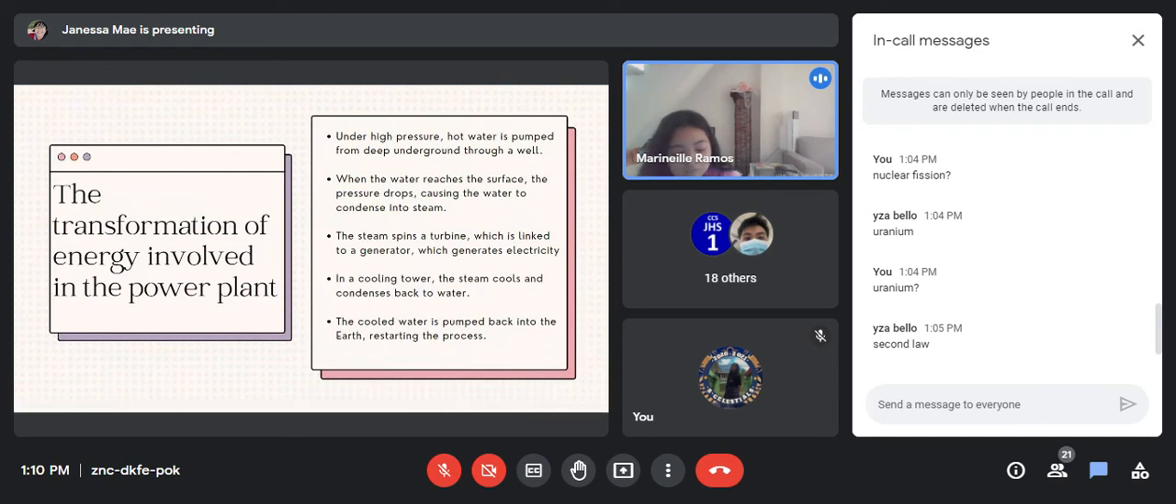Hot water is pumped from deep underground through a well under high pressure. When the water reaches the surface, the pressure is dropped, which causes the water to turn into steam. The steam then spins a turbine, which is connected to a generator that produces electricity.